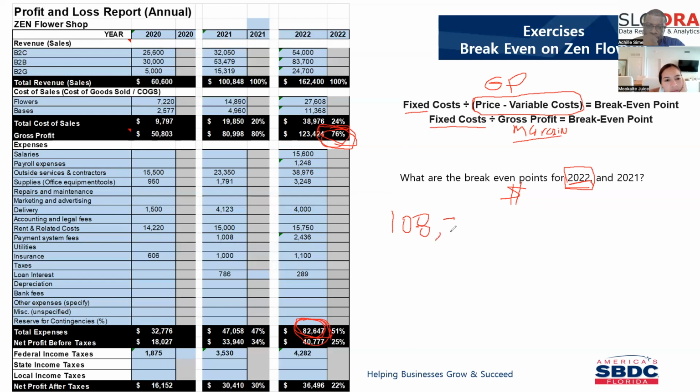$746. So for me to break even for Zen Flower Shop, I had to sell $108,000, 746, not 162. Because I sold 162, I made a profit. Okay?